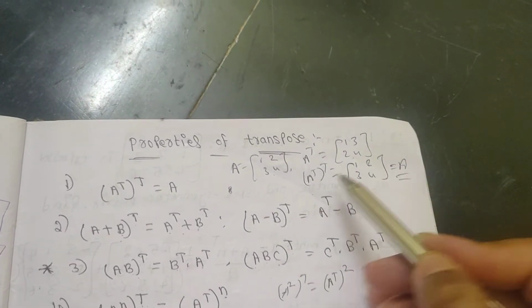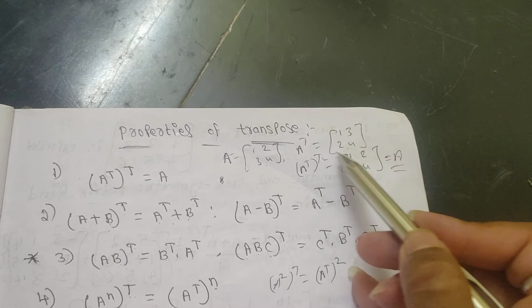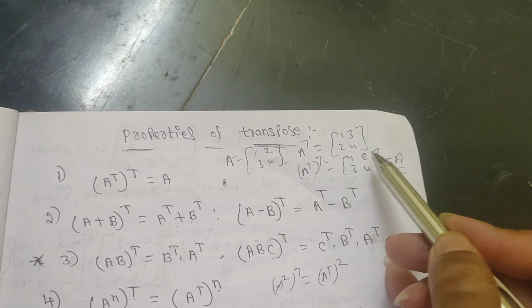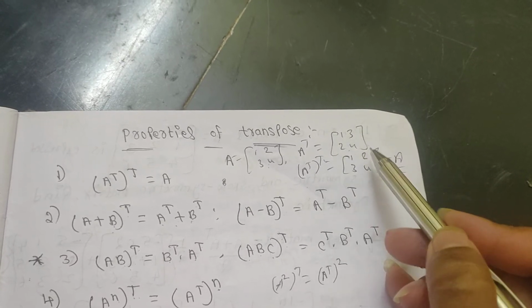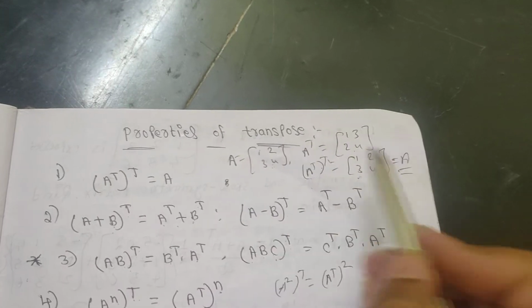If you go for transposition again, A transpose whole transpose means again you have to transpose this matrix. That means this row written as column, this row written as column. So 1, 3, 2, 4. So what you get? Same matrix you got. So A transpose whole transpose is equal to A.